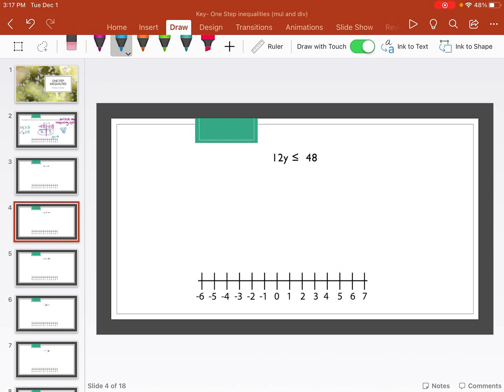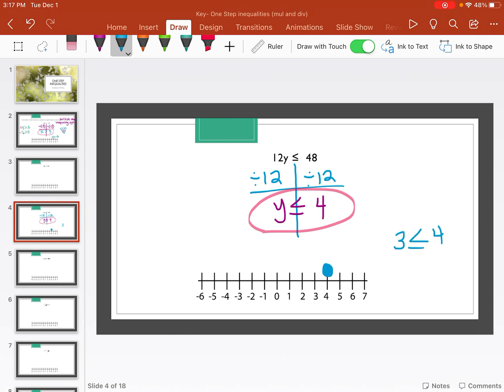Next one, go ahead and solve it. Okay, we should have divided by 12. So we get y and we get 4. We're dividing by a positive 12, so I don't flip my sign. So y is less than or equal to 4. And then we need to graph it. So my circle is on 4. It is a closed circle this time because it has that or equal to symbol. And then I can plug in a number. 3 is less than or equal to 4. Yes, it is. So I'm going to shade towards the 3.